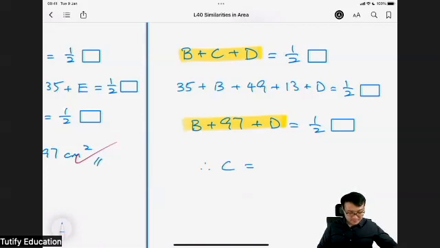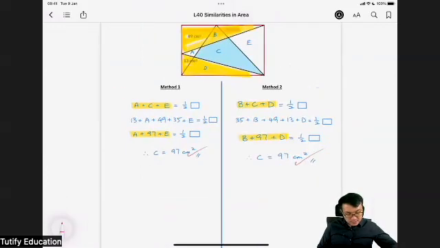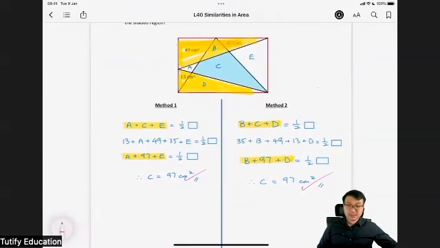C equals 97. Well done. So Kate, do you see that there are two methods that we can use? And both of them will work, right? Method 1 is more efficient because there are fewer equations. No, both are the same. Oh yeah, that's true. We are just using different triangles, that's all.